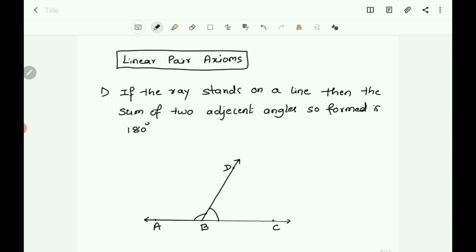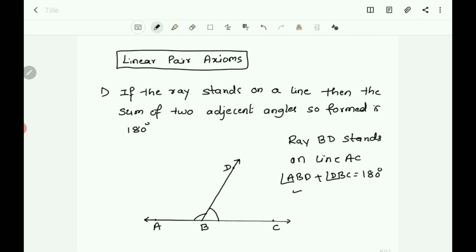Here there is a linear pair. See the ray, which ray? Ray BD. You can write ray BD stands on line AC. Then the sum of the adjacent angles so formed is 180 degree. That is angle ABD plus angle DBC is equal to 180 degree.